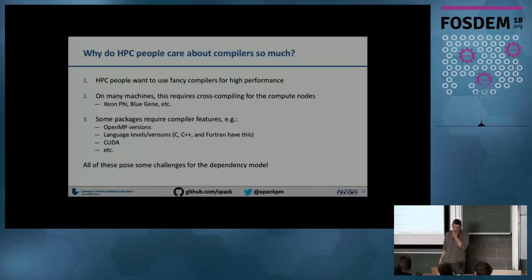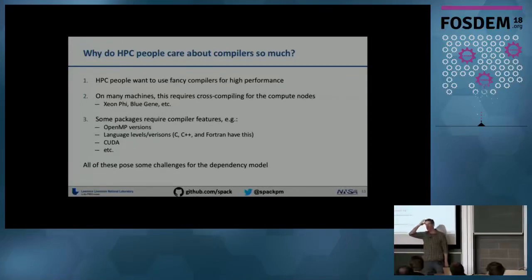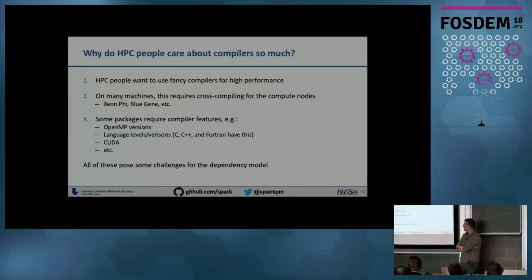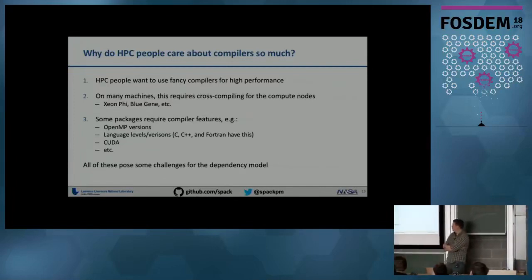The other reason we care about compilers is that people want advanced compiler features. A lot of our programmers are using things like OpenMP to do threading on the big fat cores that we have on the front-end nodes. We care about C++ language levels and features like that.